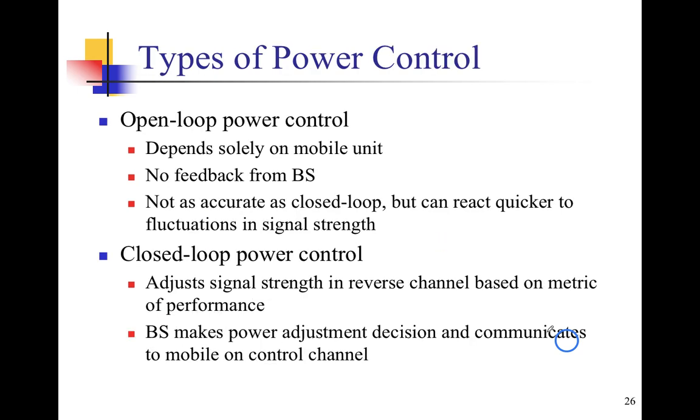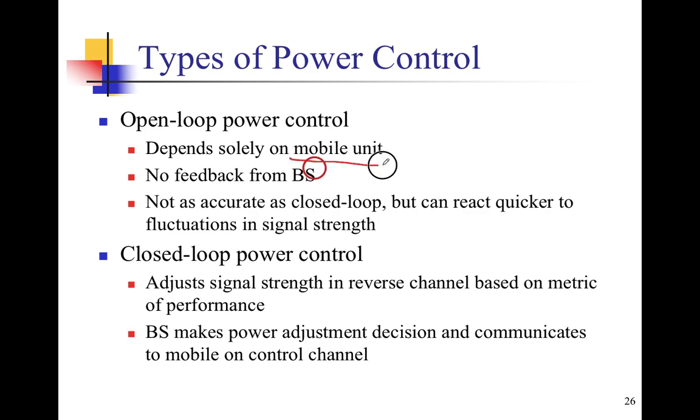Types of power control. One is open loop power control. This depends solely on the mobile unit. No feedback from the base station. Not as accurate as closed loop, but can react quicker to fluctuation in signal strength.